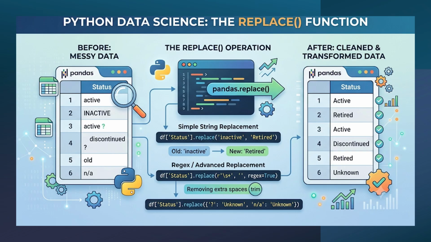If we are using pandas, we can use DataFrame dot replace. On the screen you can see we have a massive data set where the cells contain inactive, active, and a question mark. On the right, after using the replace function in pandas, all the data is clean and we can read it very carefully.